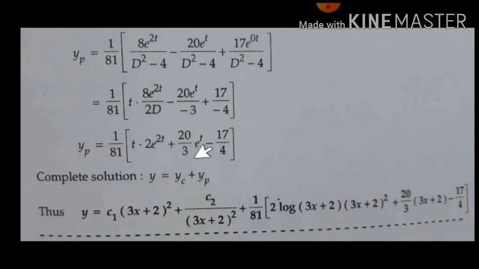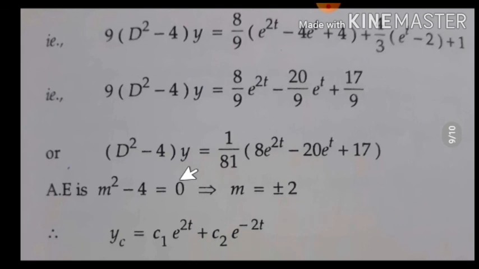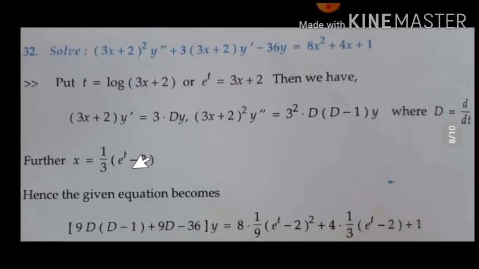So now write the complete solution: complementary function plus particular integral. And keep in mind, we need to write the answer for the Legendre differential equation, where we can substitute. What can we substitute? t as log of 3x plus 2, and wherever e to the power of t is there, substitute it as 3x plus 2.